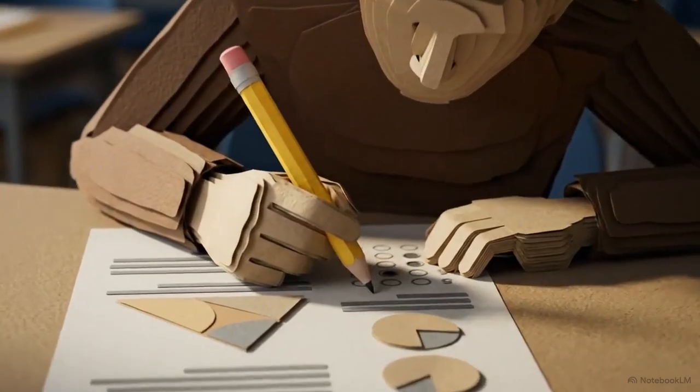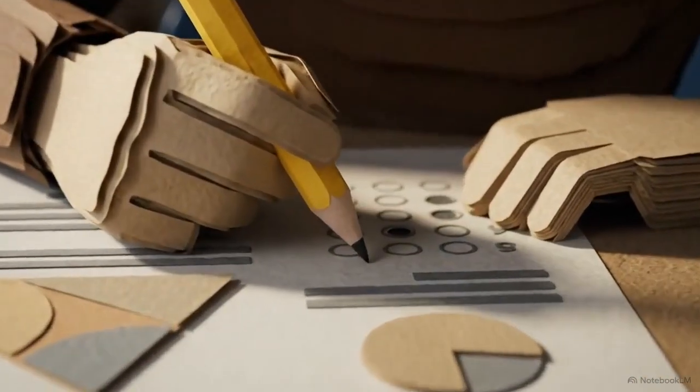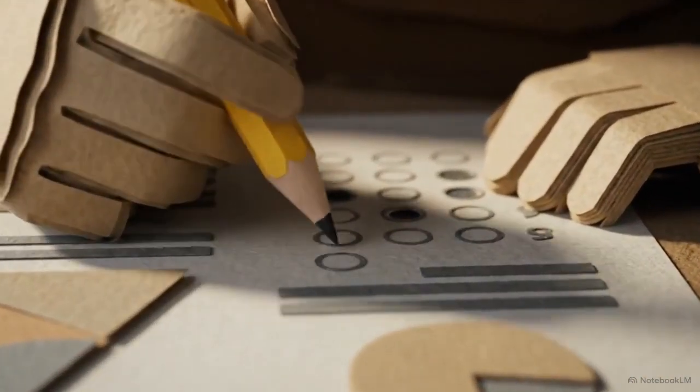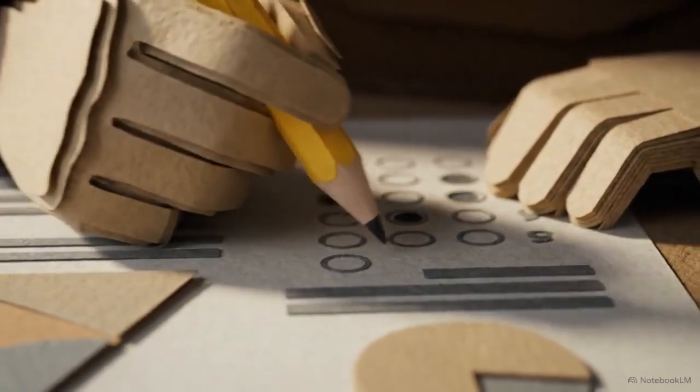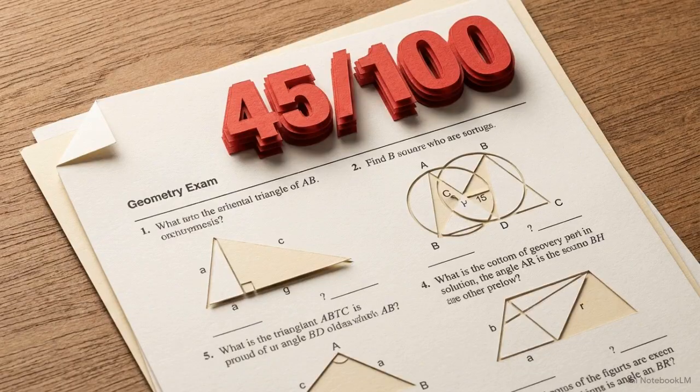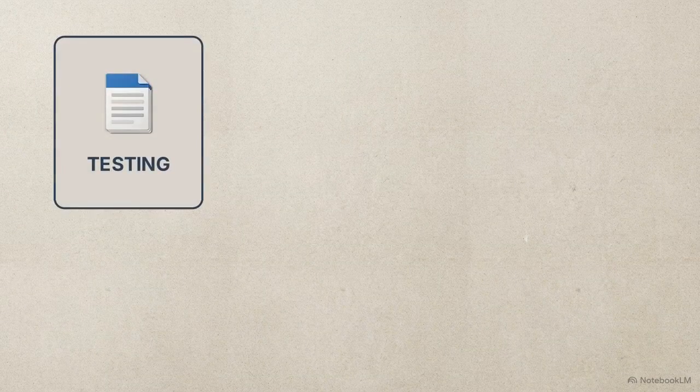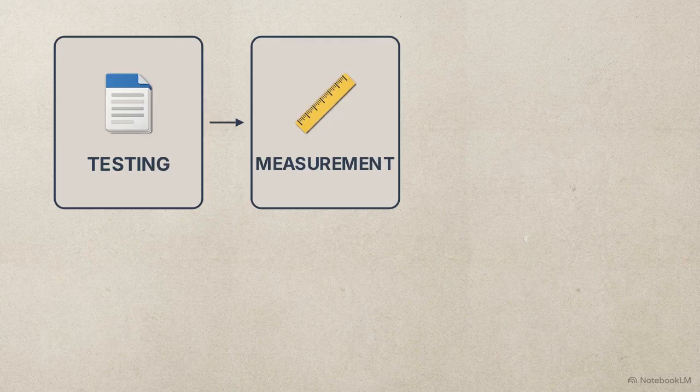The first phase is testing. A test is simply the standardized instrument you use to pull a sample of behavior from the student. In our scenario, it's the physical printed geometry exam sitting on the desk. This flowchart shows how the data builds. It begins right here with testing as the foundational input mechanism. Next comes measurement. This is strictly quantitative. It's the rigid assignment of numbers based on predefined rules, literally counting up those 45 correct answers.